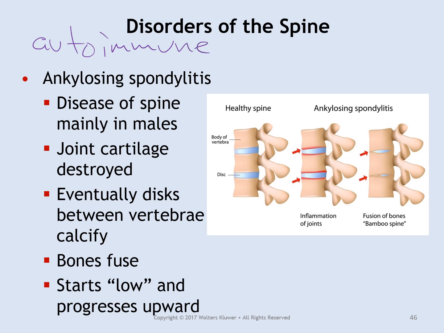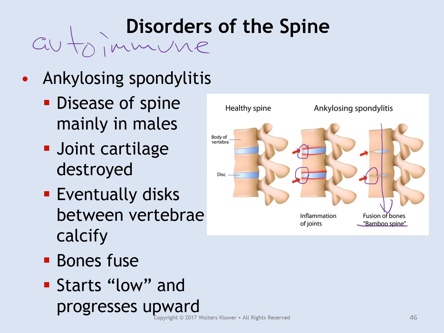In ankylosing spondylitis, you see inflammation of the joints that leads to buildup of calcium in the front of the spine. That eventually causes the bones of the vertebrae to fuse into one big bone. They call it bamboo spine, so it looks a little bit like bamboo. This usually starts towards the bottom of the vertebrae and progresses upward. It's very, very painful, incredibly painful. There's not really any good treatment or cure for it.